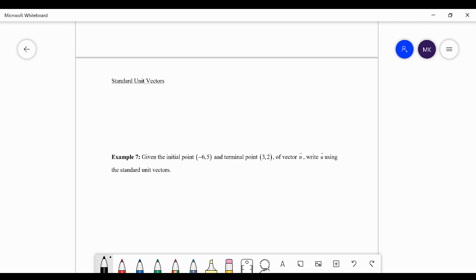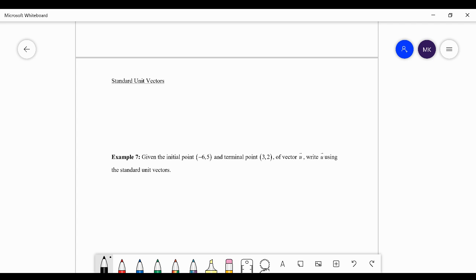So we talked about what a vector is. We talked about writing it in component form using those angle brackets. Now we want to talk about standard unit vectors and how we can write vectors in that form.